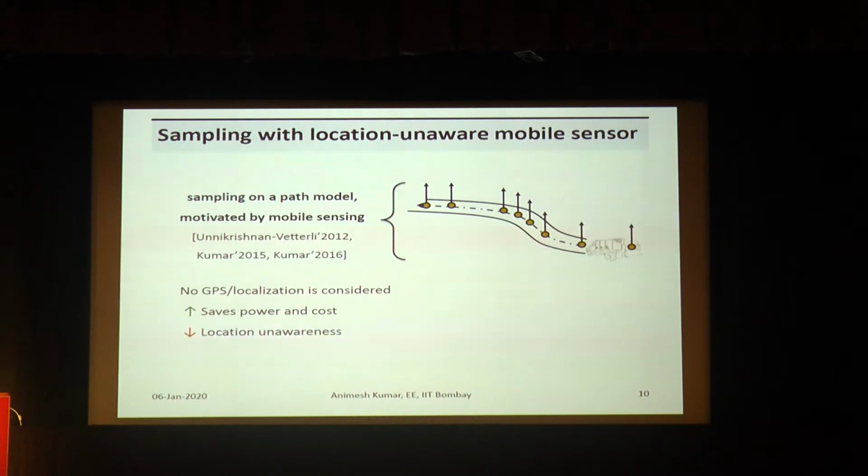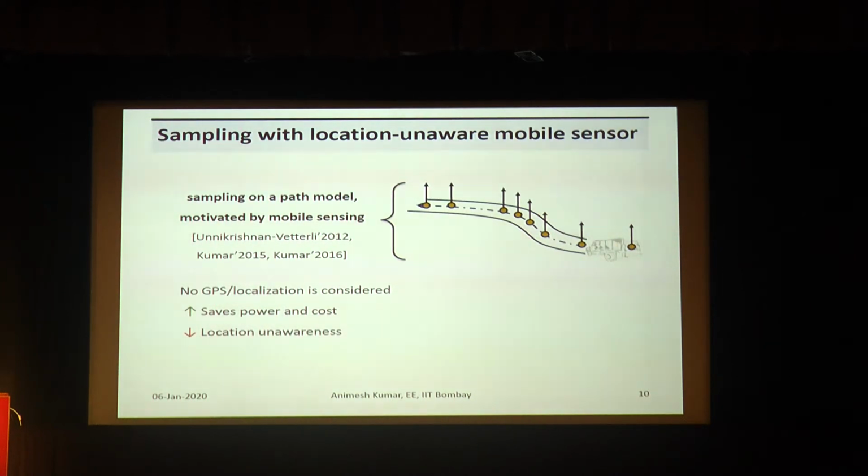All right. So what we propose is maybe we can just sample with a location unaware mobile sensor. And so what we have is a sampling on a path model. We assume that there is a known path, which is again motivated from Unnikrishnan and Vetterli's work on mobile sensing. And then we assume that there is a quote unquote GPS free or location unaware mobile sensor, which moves on this path and collects a few samples in a certain order. And we want to then infer the spatial field as well as possible.